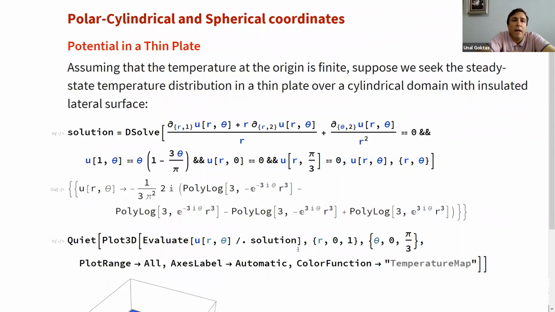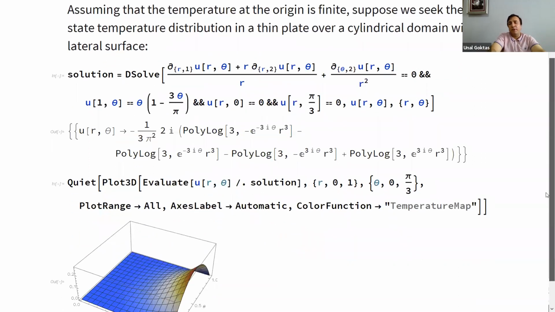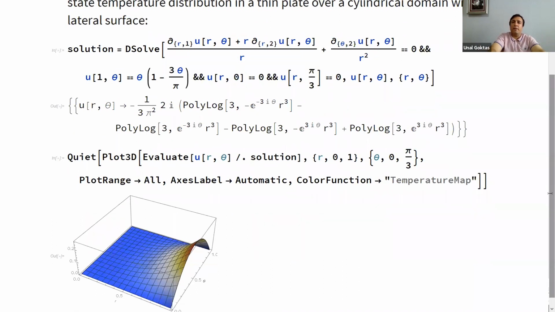And now we have a Laplace equation in a thin plate in polar coordinates. So here the solution is found in terms of PolyLog, and when we plot, the solution will be looking like this here.